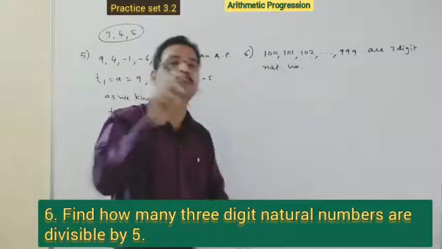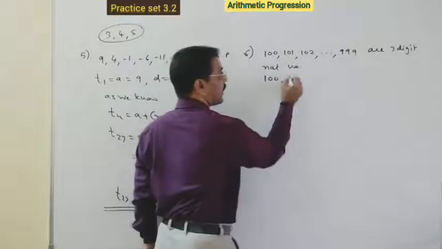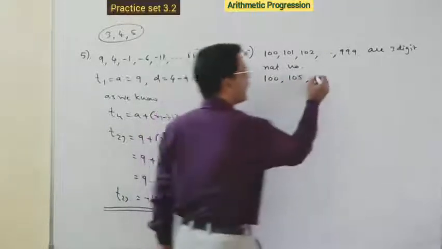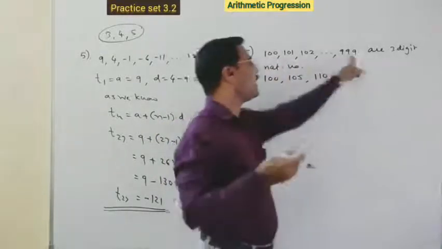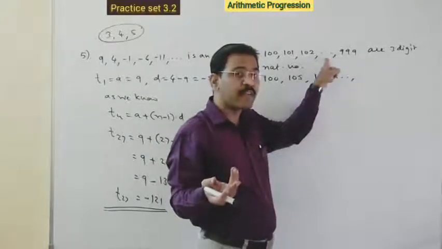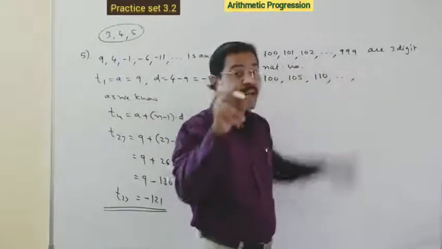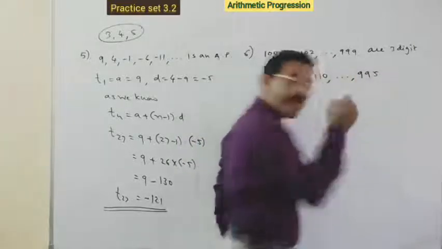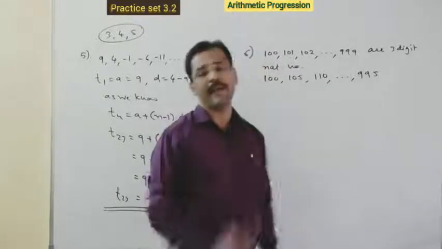Now we are going to divide by 5. Means what? It is divisible by 5. Again 105 I have to take. Remaining all, it is not divisible by 5. Here 110, and so on. Now from the last, 999, obviously it is not divisible by 5. So which term will be divisible? 998 also not, 997 not, 996 not, but 995 must be divisible. These are 3-digit natural numbers which are divisible by 5.